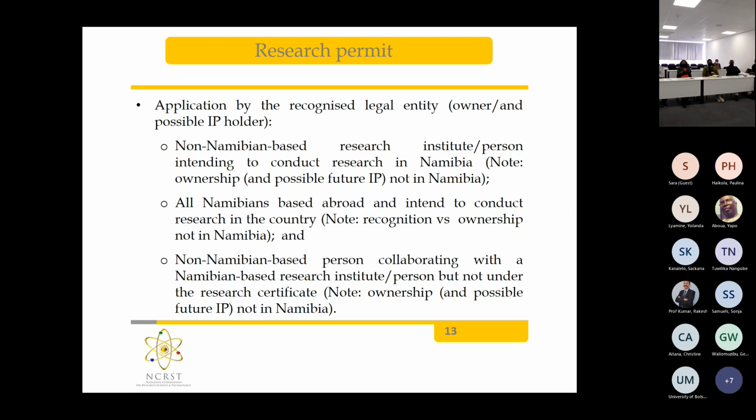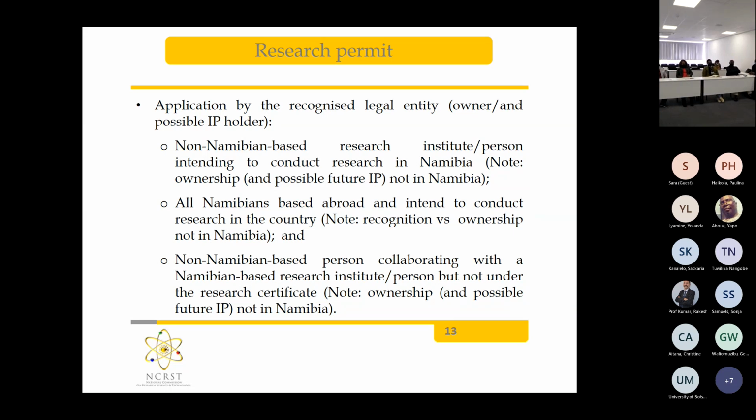And this is where the NCRST has received a lot of criticisms to say, yeah, but it's Namibians, you should create an enabling environment for Namibians themselves to grow. So the understanding of such people would be, yes, since I'm a Namibian, I've gone to a university outside to gain knowledge, to be trained in research. So therefore you should allow me to do this research for free.